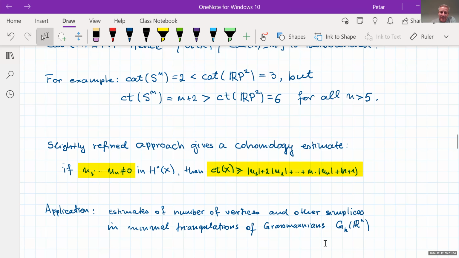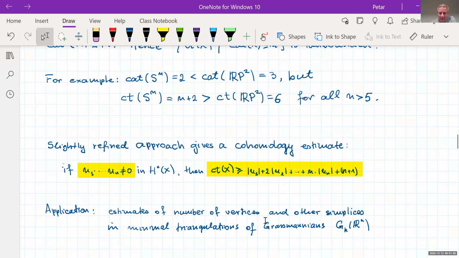So it turns out that the minimal number of vertices and also minimal number of all simplices increases really fast, which actually explains why there are only very few known explicit triangulations of Grassmannians, which is kind of a problem when you compute characteristic classes and things like that.